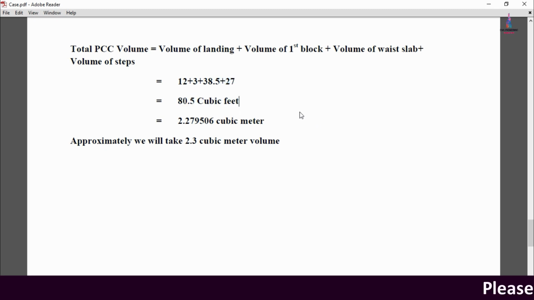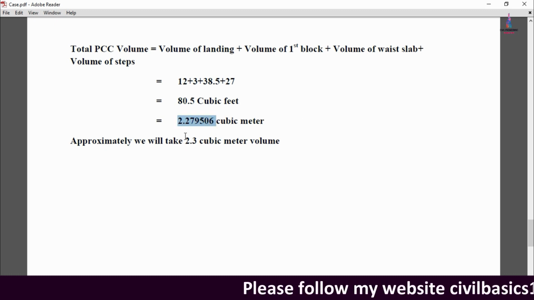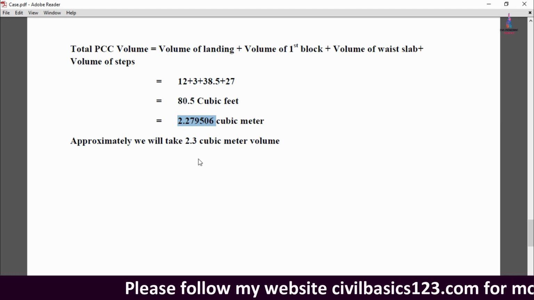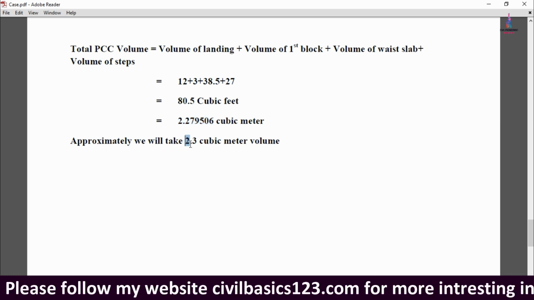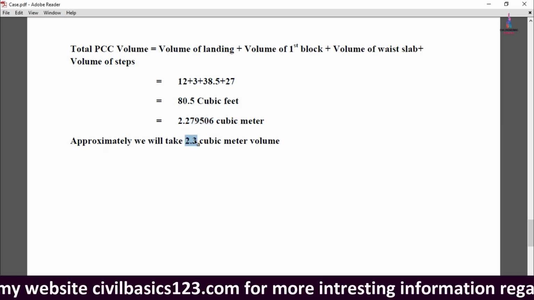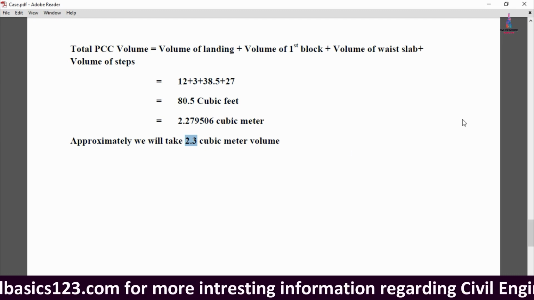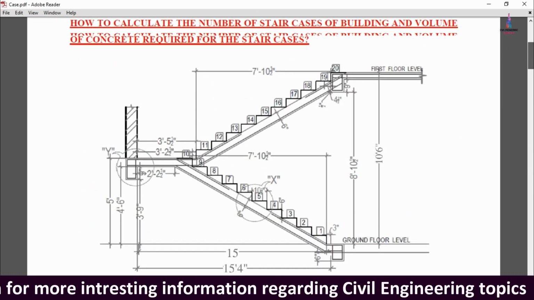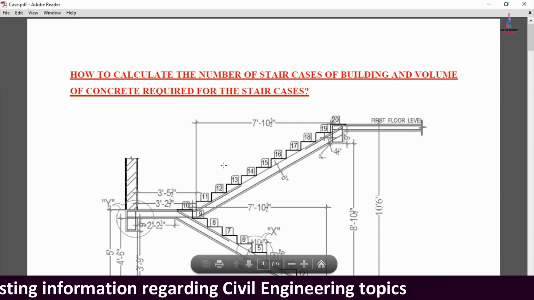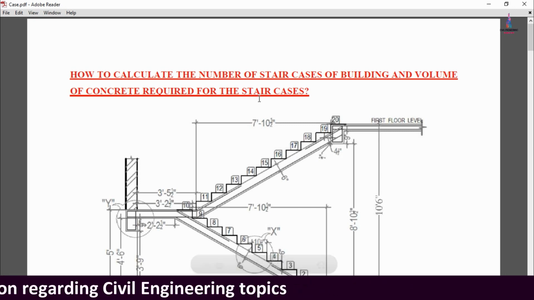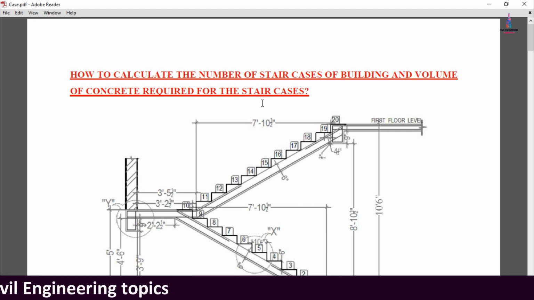If you convert this value into cubic meters, you get approximately 2.279506 cubic meters. So approximately 2.3 cubic meters of volume is required for the construction of a single floor staircase. Okay, so this is the complete calculation, related to how many staircases are required for a single story building, and what volume of concrete is required for the construction of the staircase.